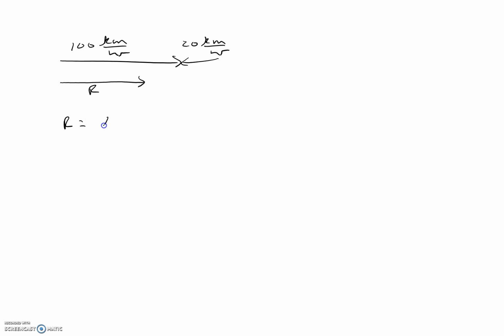So we have 100 kilometers per hour in the easterly direction. We've got a headwind, or a wind that's going against the plane, at 20 kilometers per hour west. Our resultant vector would be 100 minus 20, or 80 kilometers per hour going in the easterly direction.